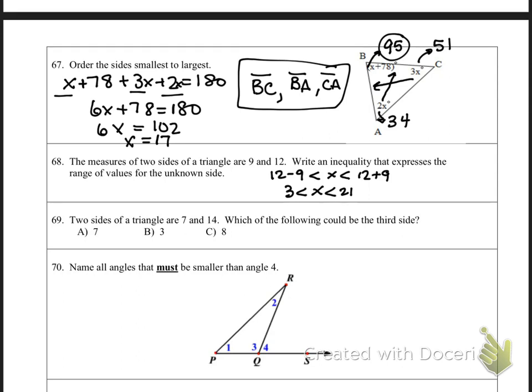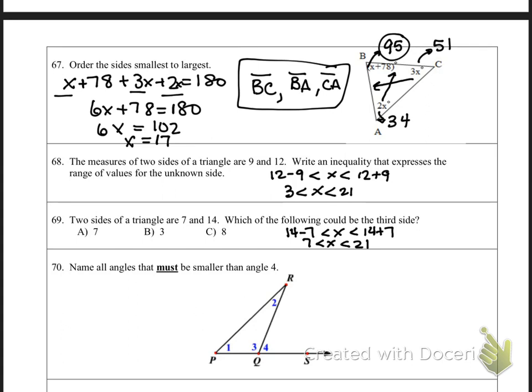69, 2 sides of a triangle are 7 and 14. Which of the following could be the third side? So all I'm going to do is the exact same thing. So I get 14 minus 7 is less than x is less than 14 plus 7. So 14 minus 7 is 7, so 7 is less than x is less than 14 plus 7, which is 21.